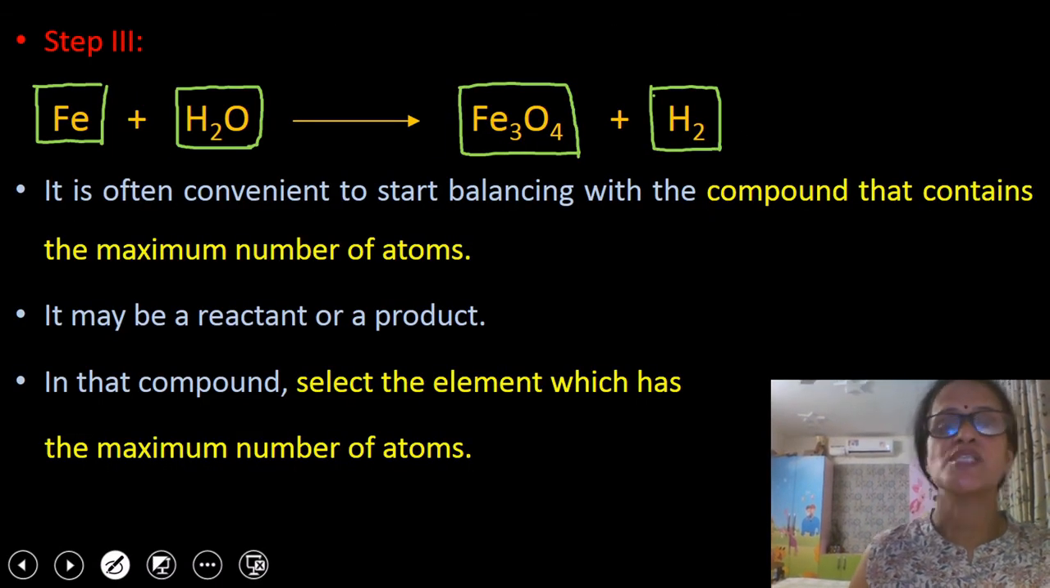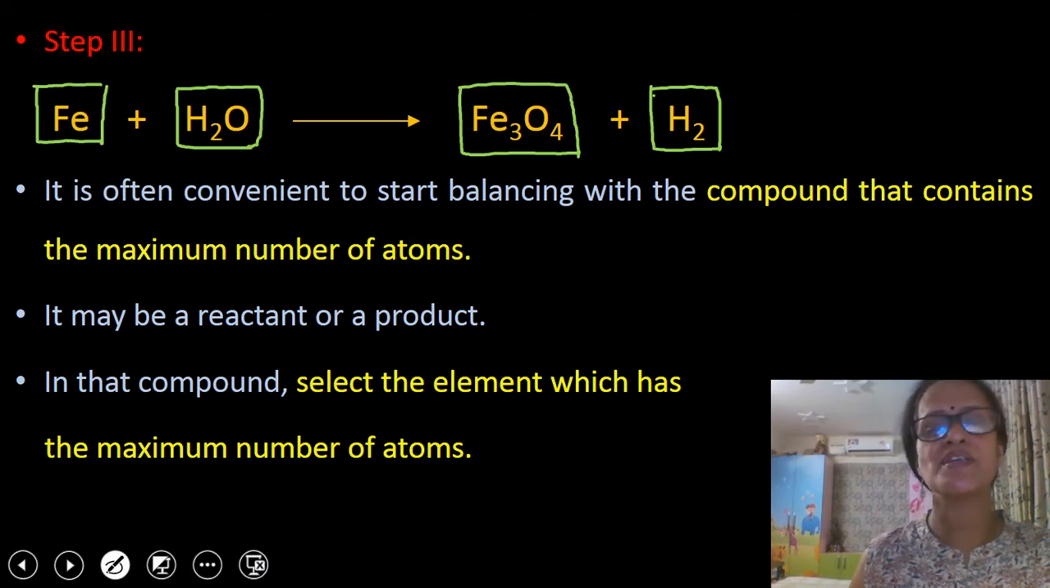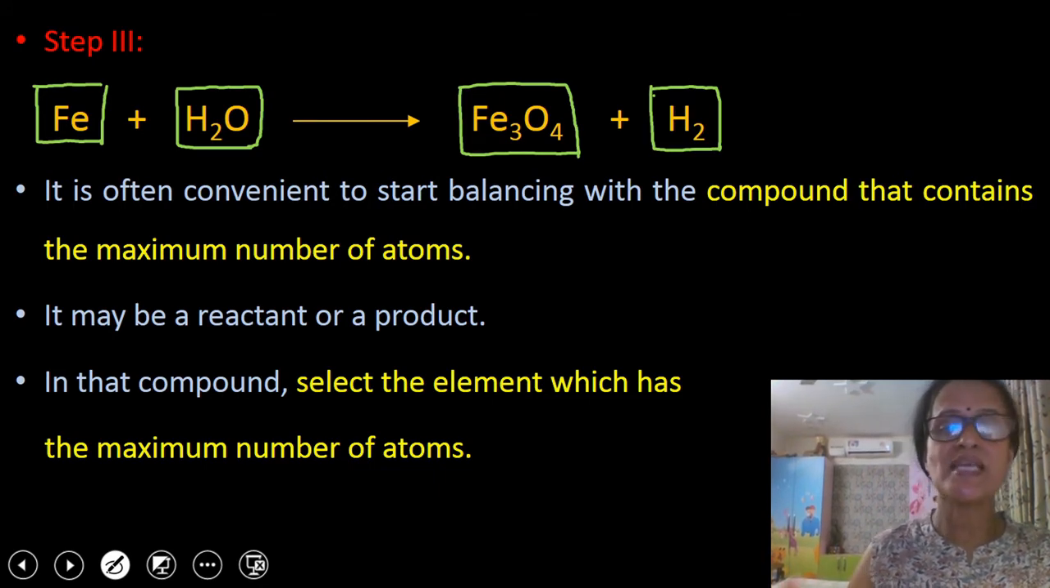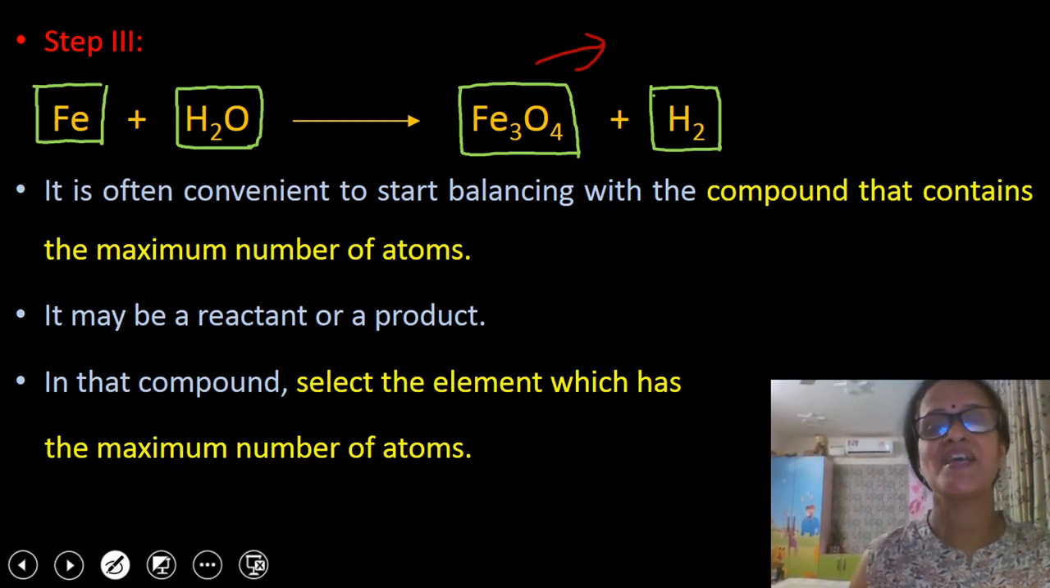Now step 3. Students, for balancing a chemical reaction, it is convenient to start balancing with a compound which contains maximum number of atoms. So you can see here that Fe3O4 in the product side contains maximum number of atoms. It consists of 3 atoms of iron and 4 atoms of oxygen. The compound which we are selecting may be from reactant side or may be from product side. Now we have selected Fe3O4 for balancing. Now we will start balancing from Fe3O4 first.